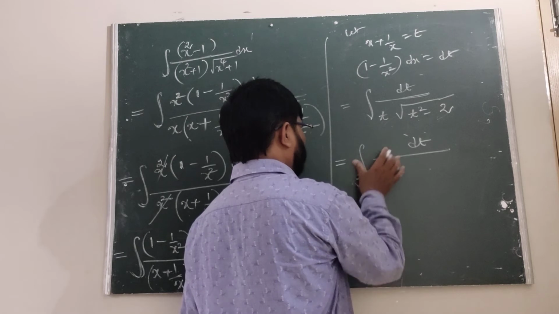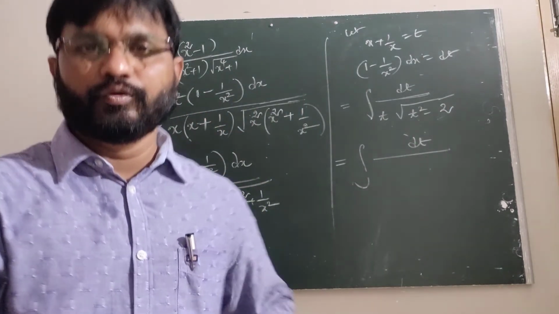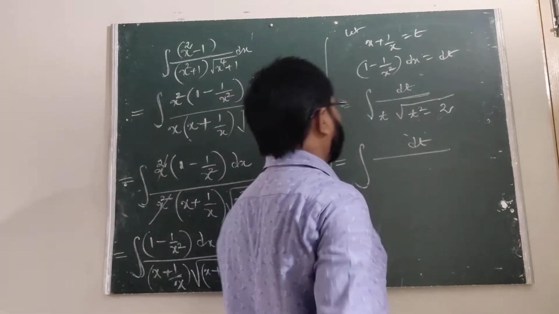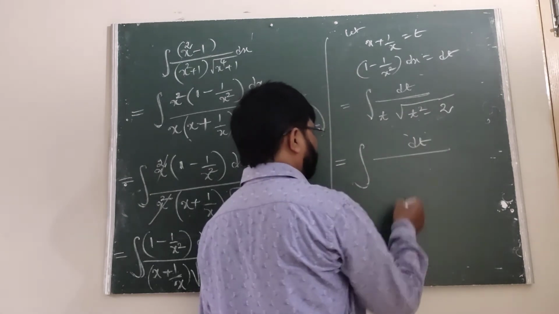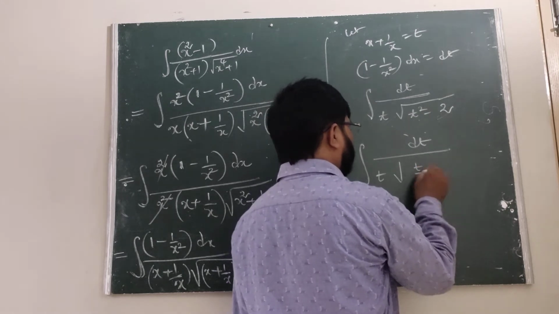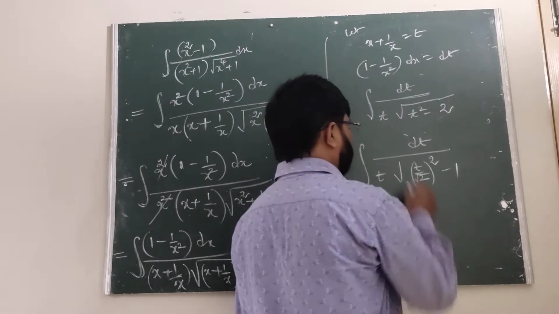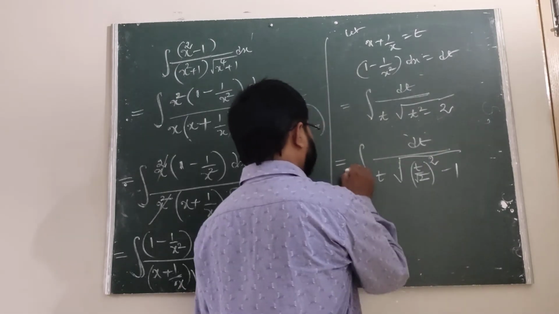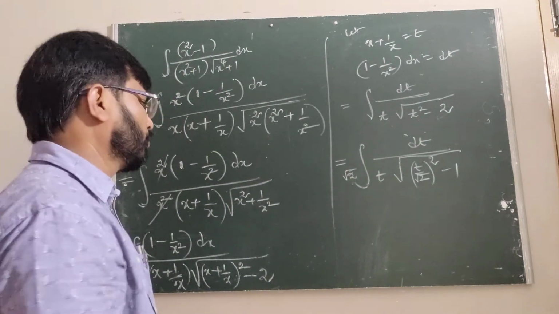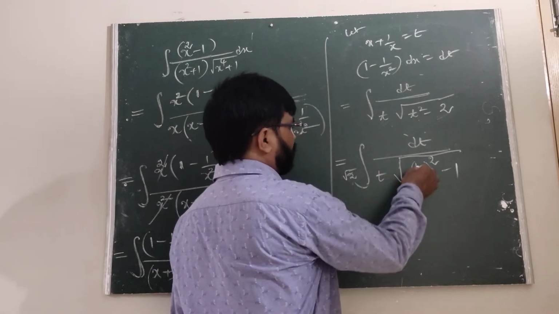Now how to write this one? When we take the common factor 2, this can be written as the integral of t into (t by root 2) whole square minus 1. Is it clear? Now this is root 2. Therefore, how to write this one here? dt by t into 1 by root 2 whole square.